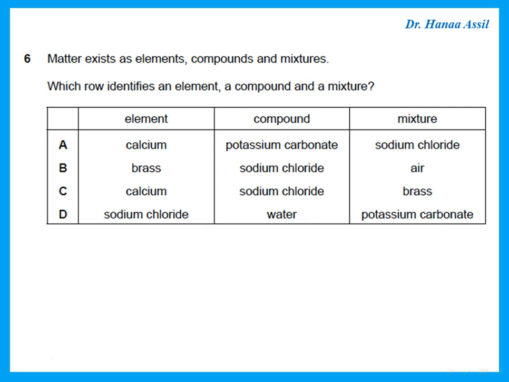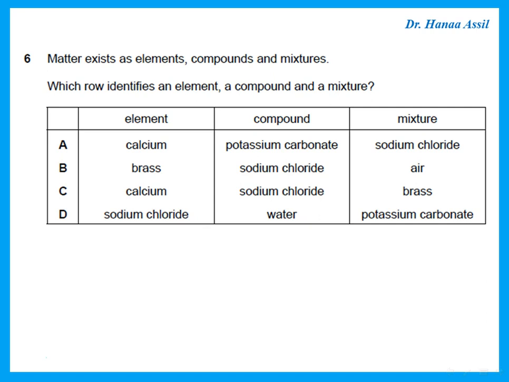So your answer has to be A or C. Brass, you should know, is a mixture of metals, which we call an alloy. Sodium chloride is a compound, not an element. So my answer is A or C. So let's take a look. Then my compound would be potassium carbonate or sodium chloride. Well, both of them are okay.